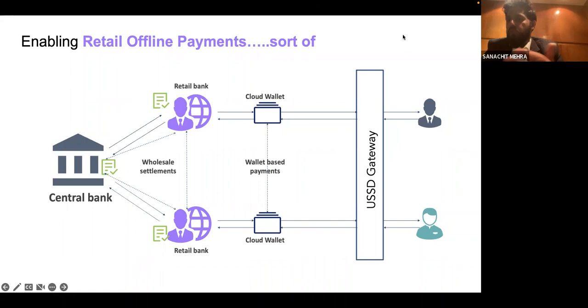An SMS, and this eventually connects to the payee who already has a cloud wallet. So like I was saying, the USSD would connect to a gateway available with the commercial bank, and the commercial bank would have access to your cloud-based wallet, and they would then trigger a release of funds from your cloud wallet to the payee's cloud wallet as well. And this would be an almost offline way.